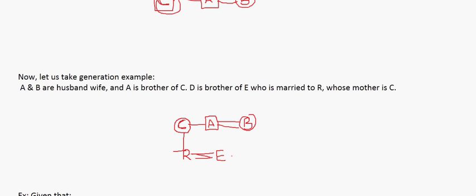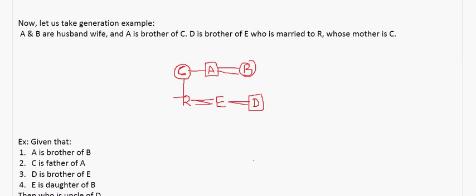And D is brother of E. So we don't know between R and E who is male and who is female, right? But what we know is, if R is male, E is female. If R is female, E is male, right? So again there are two cases arising. R can be male and E female, or R can be female and E male, right? So you have to be cognizant of both the cases.